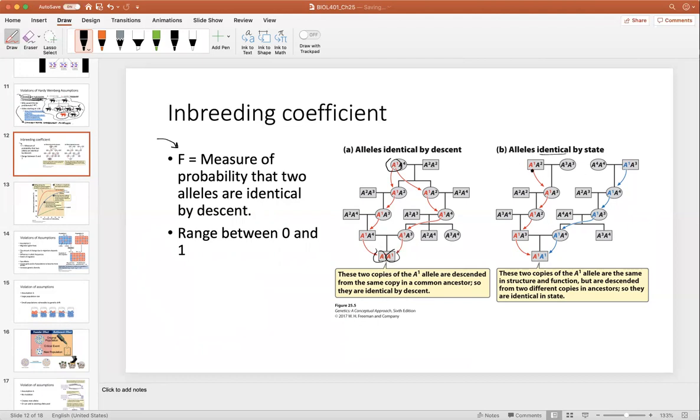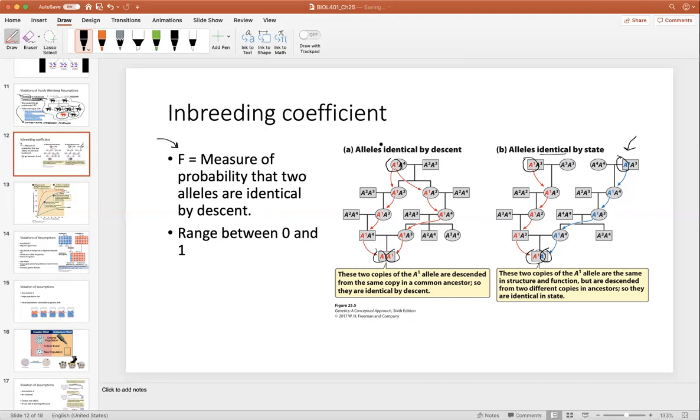So in this case, you have this A1 allele that came through and ultimately ended up here. And here you have outbreeding and an A1 allele here. So it's still an A1 allele, it still codes for the same thing, but it was inherited not by a common ancestor, but through a process of outbreeding. And so if we can figure out the probability that alleles are identical by descent, that gives us some measure of whether inbreeding is occurring. And that also tells us something about the health of that population.